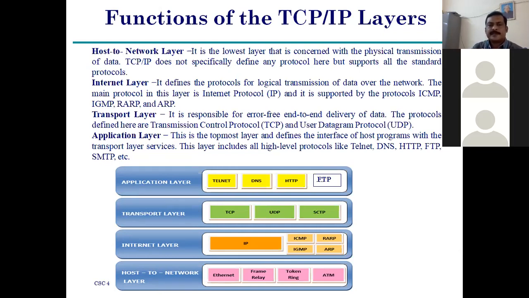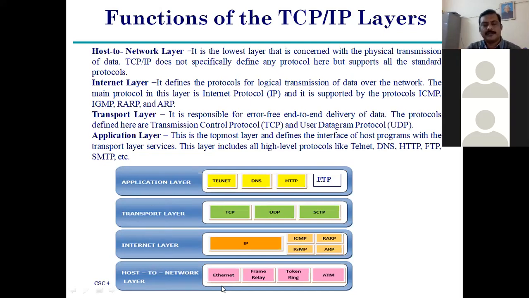The TCP/IP does not specifically define any protocol here. Why? Because it supports all the standard protocols, not only particular protocols, right? The information is transmitted by using any kind of protocol. So TCP/IP does not define any protocol here, because it supports all the standard protocols. Can it support all the protocols?